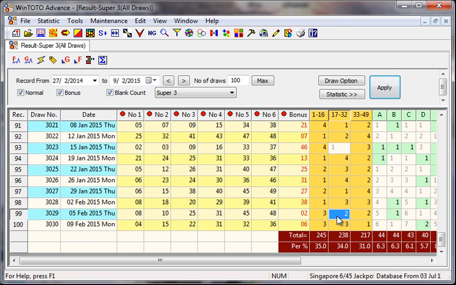So are the medium numbers gaining stability. As you can see, on the 5th of February, there are 2 numbers coming from the medium range, 17 to 32, and then on the 9th of February, there are 3 numbers coming from this range. So you can see that now the big numbers are actually sliding down. It's a slower pace for the big numbers. In fact, the small and the middle numbers are gaining popularity. So from here, at least we know that for the next 1 to 2 draws, I would still feel that.